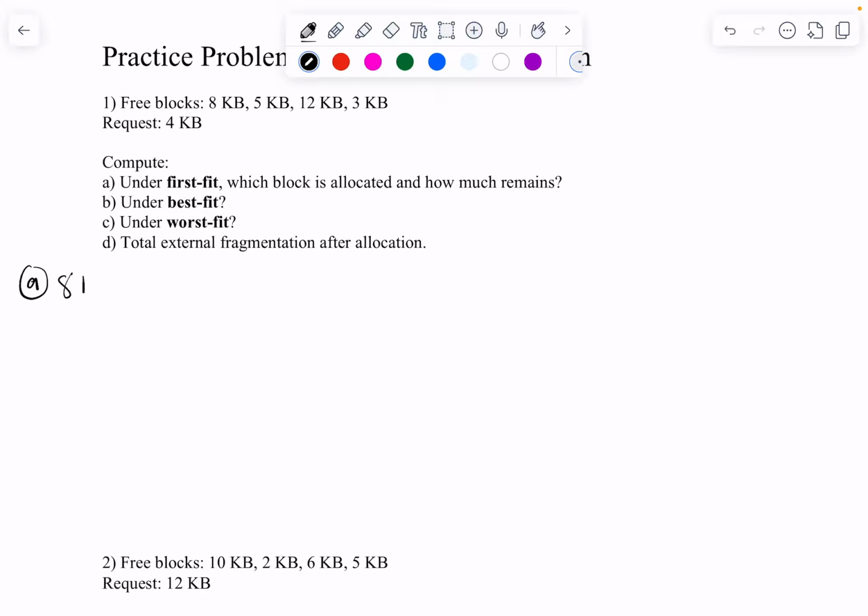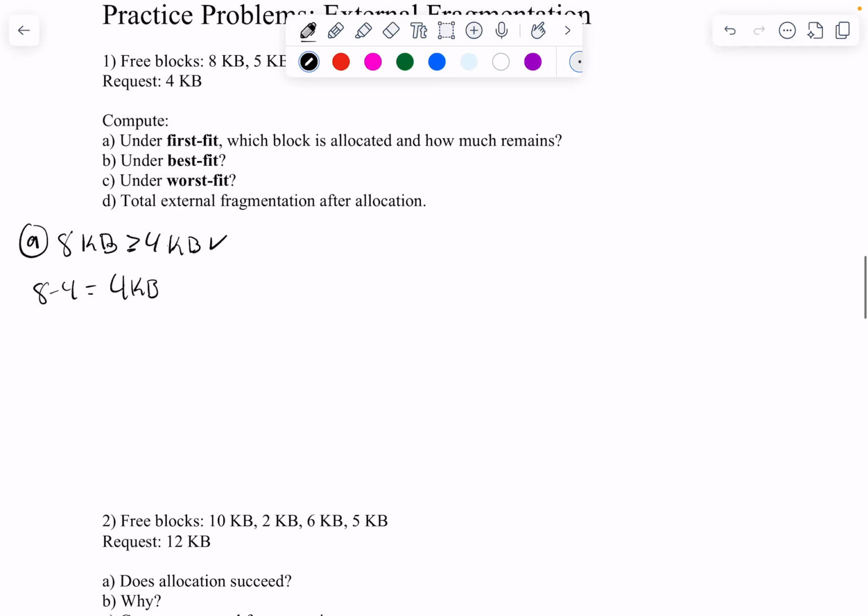So we're going to compare that to 4. This works, and then what's remaining, again, we're just subtracting. We have 4 remaining kilobytes. So then we are going to write the new list, and the new list, again, it's going to be 4 kilobytes followed by 5, 12, and 3.